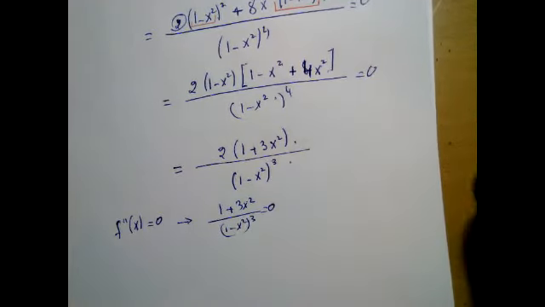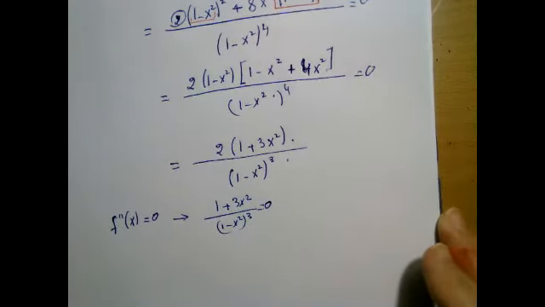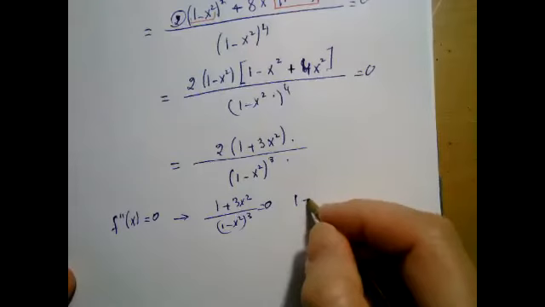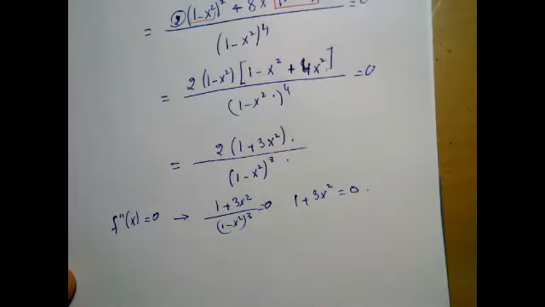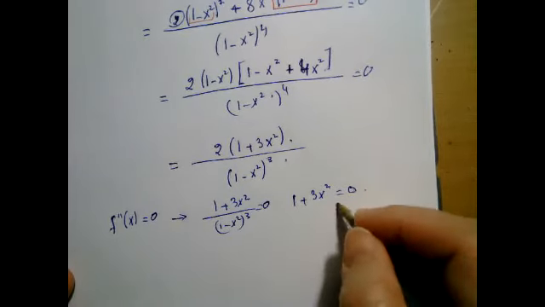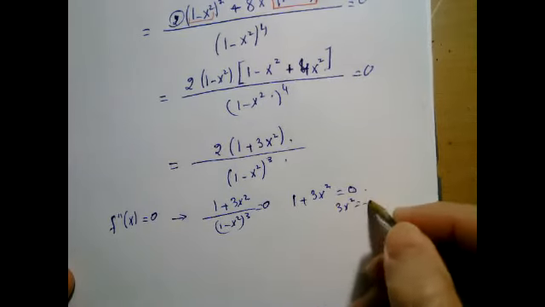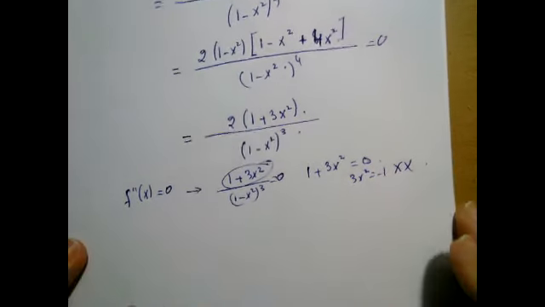Can this occur? Only the numerator can be 0. Can the numerator be 0? Oh no, because there's a square. Exactly. 1 plus 3x squared equal to 0 means 3x squared equal to minus 1. This cannot occur. So the numerator is never equal to 0.